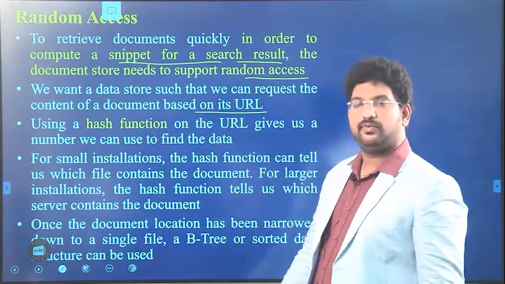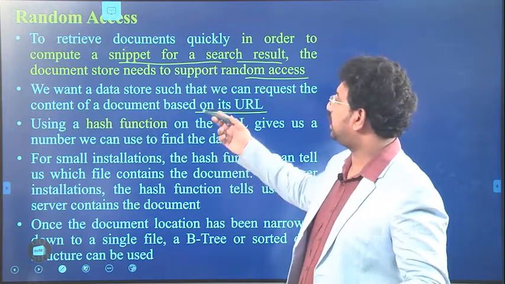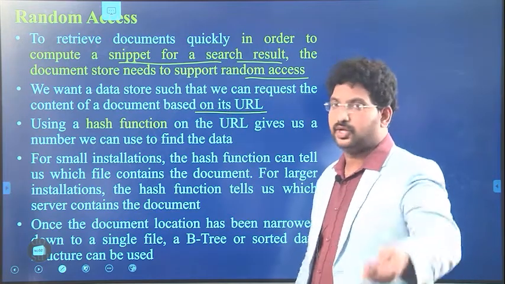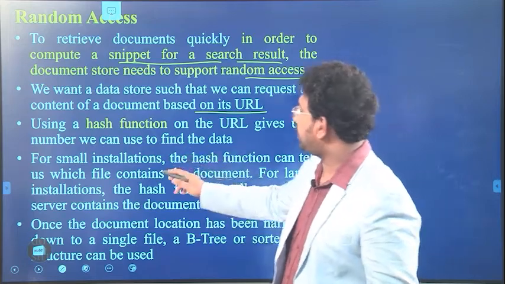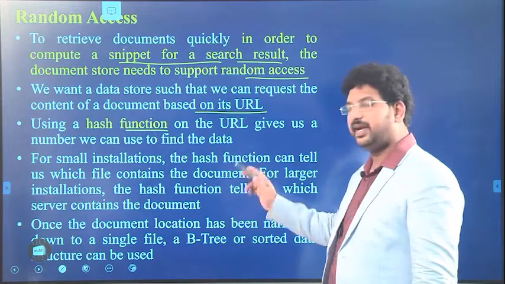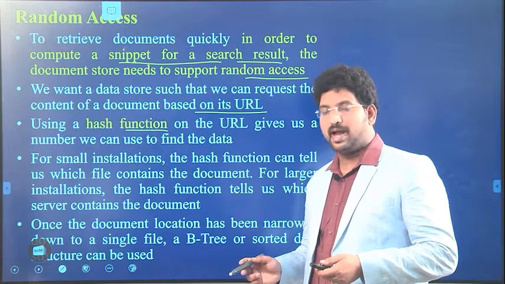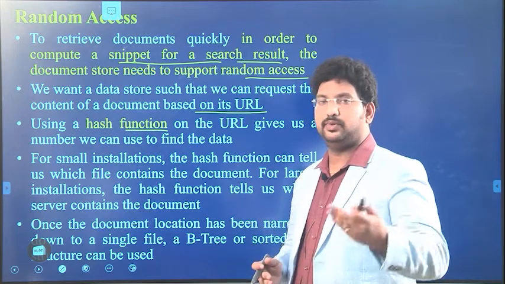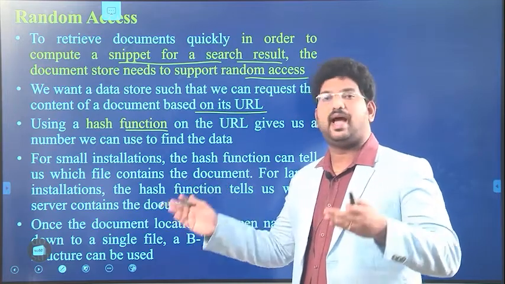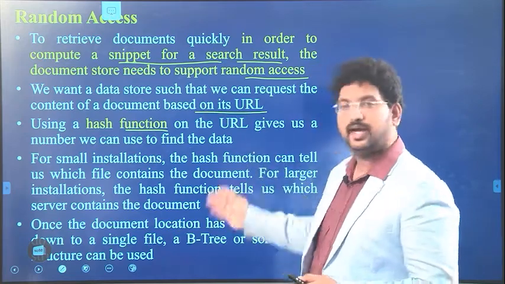And if we want a data store such that we can request the content of a document based on its URL, using a hash function on the URL gives us a number, and we can use it to find the data. As we already know, hashing is going to map key-value pairs. Whenever you use the hashing function, you map the key with the value, and accordingly you identify the data.